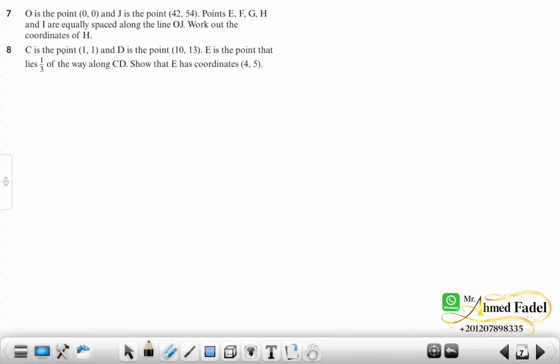The last, no, not really the last. O is the point 0, 0. J is the point 42, 54. Points E, F, G, H, and I are equally spaced. So I have a line over here.